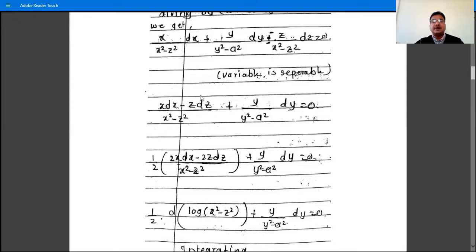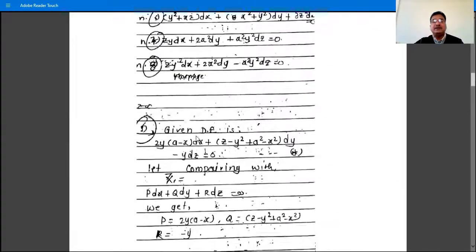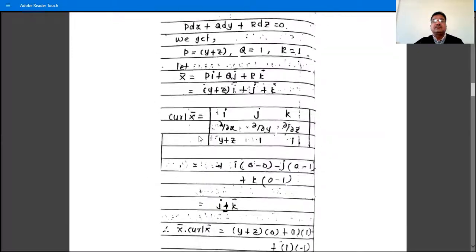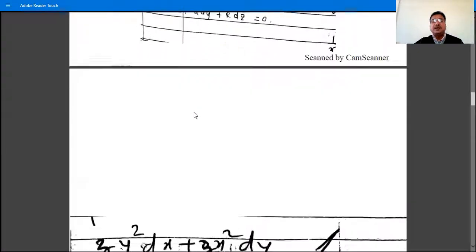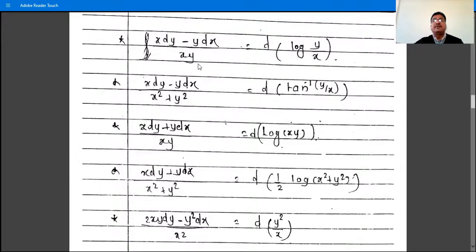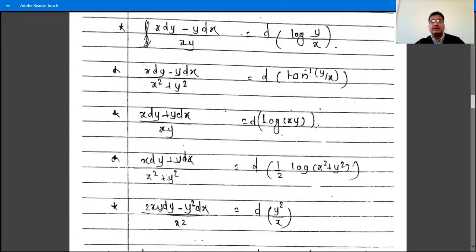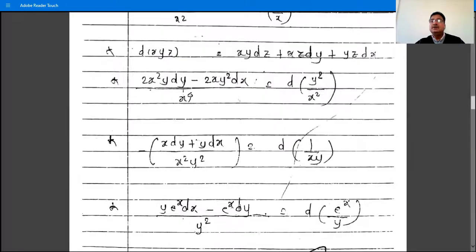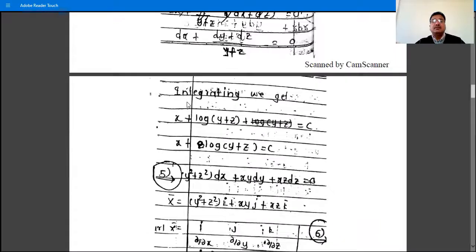Now we have to find the integration of this factor, that is, we have to find the function v such that its derivative is this function, x dx minus z dz divided by x square minus z square. In order to find the function v, use these tricks of the chart. If the differential equation is one variable separable, then separate that variable and use these tricks. So what are the tricks? x dy minus y dx divided by x into y is the derivative of log y by x. Similarly, x dy minus y dx divided by x square plus y square is the derivative of tan inverse y by x. Or use the derivative of the denominator at the numerator. Okay, so use these tricks. So in this example, what is the function?